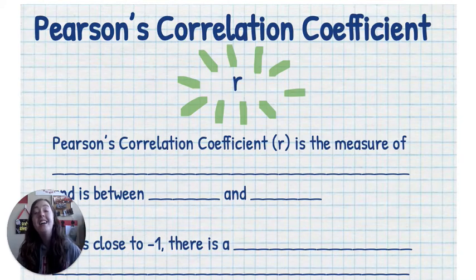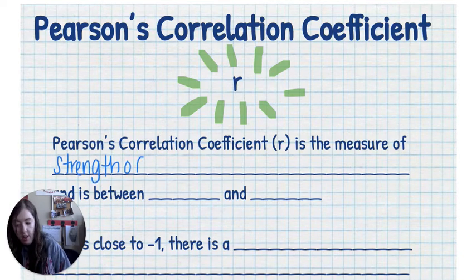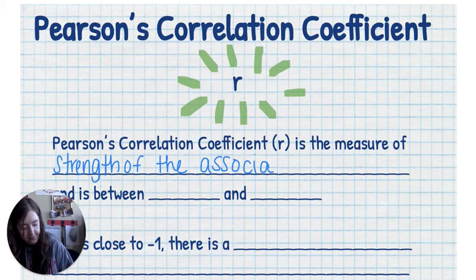Hey guys, let's talk about Pearson's correlation coefficient, or you might see it as R. Pearson's correlation coefficient, or R, is the measure of the strength of the association between two variables.